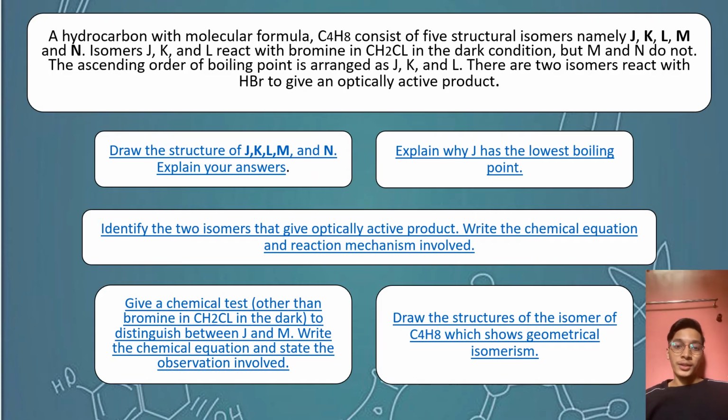So our group question starts with the statement: the hydrocarbon with molecular formula C4H8, which is butene, consists of 5 structural isomers, namely J, K, L, M, and N. Isomers J, K, and L react with bromine in CH2Cl2 in the dark condition, but M and N do not. The ascending order of boiling point is arranged as J, K, and L. There are 2 isomers that react with HBr to give an optically active product. So we have divided the question into 5 to make it easier for us to answer, and the questions will be answered by my group members.